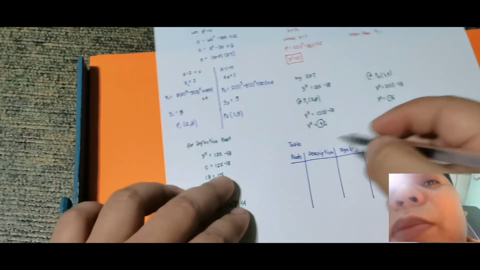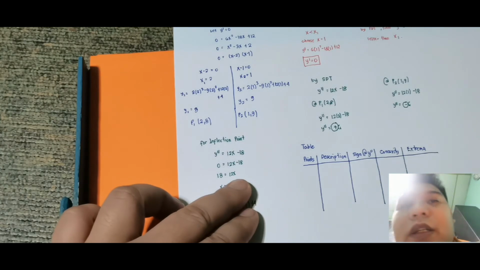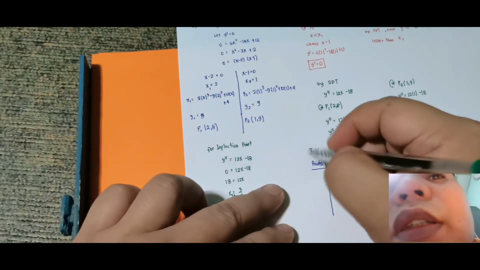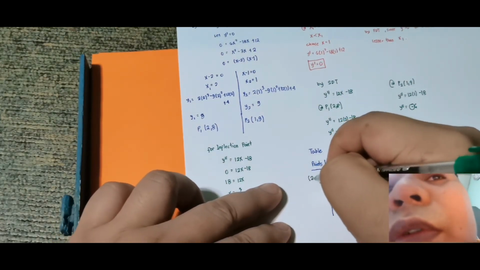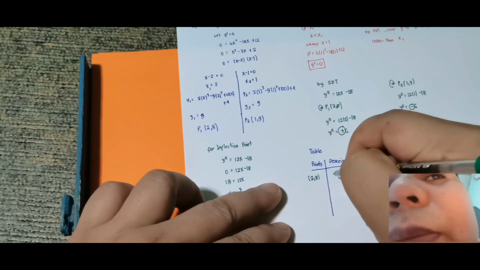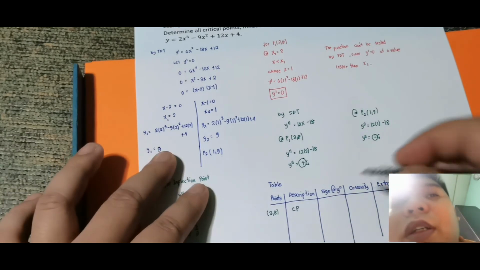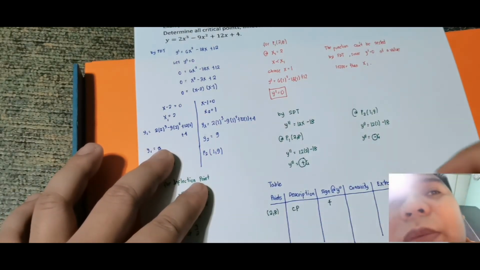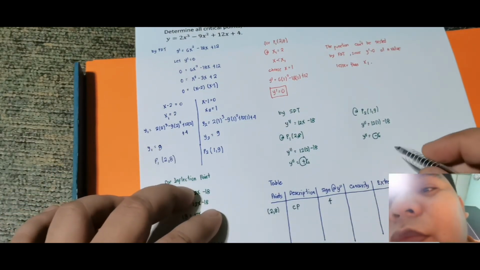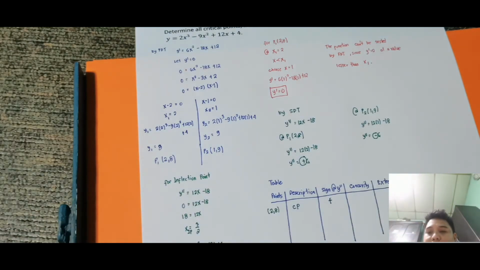Okay, so lagay natin yung mga points. Ang unang points natin is yung P1 or yung 2, 8. We have 2, 8. So this is CP. Okay, points na sa y double prime sa 2, 8 is positive. So since ito ay positive, aware tayo na positive siya ay minimum. Tama ba, pag positive siya ay minimum.